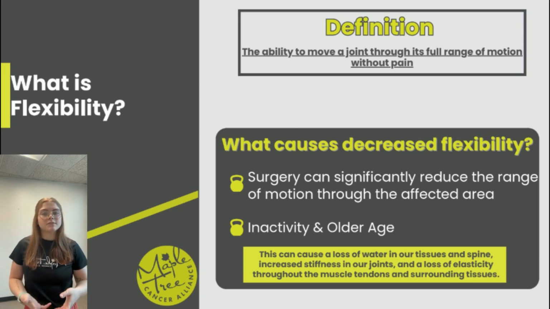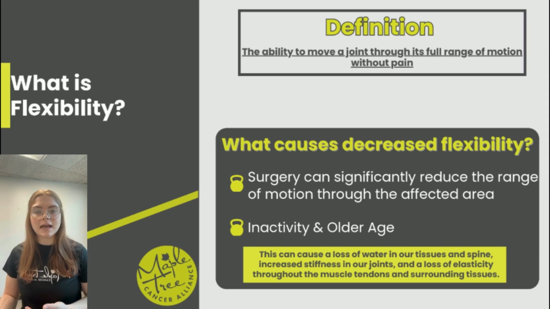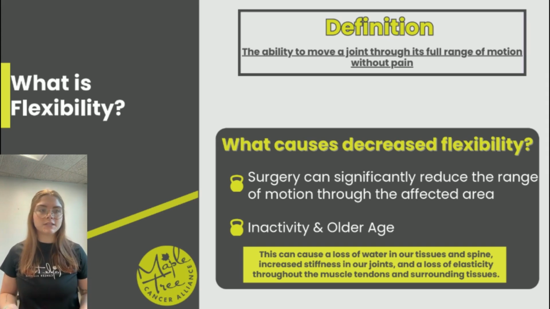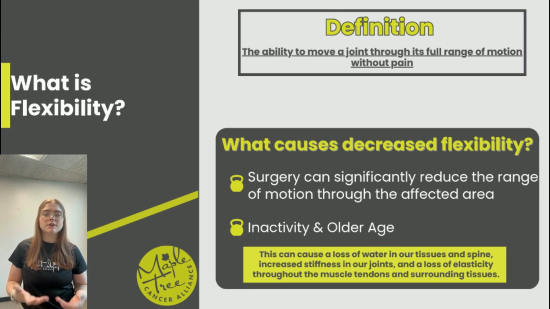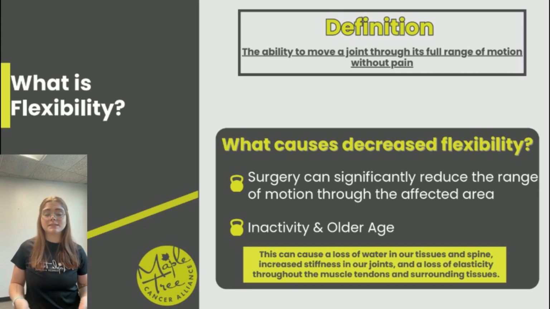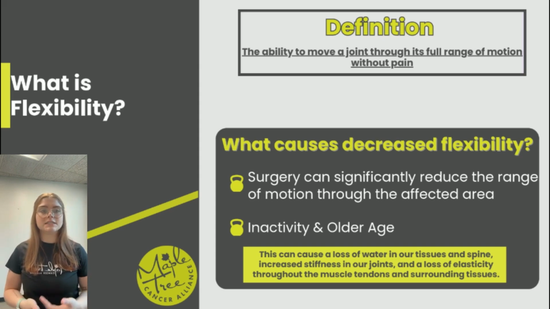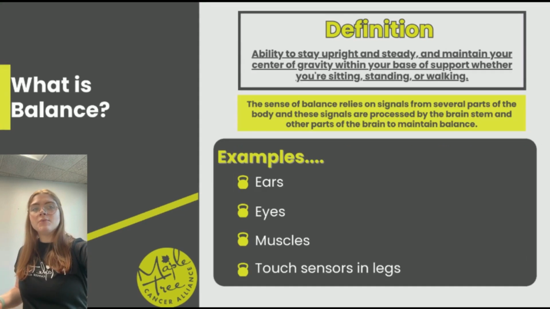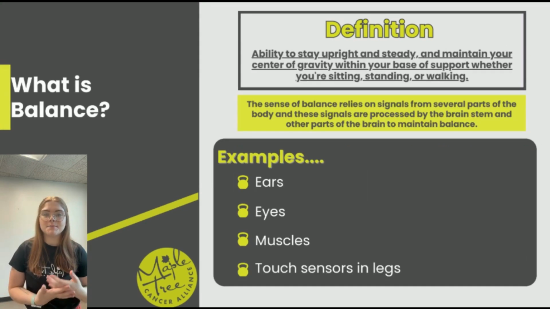Most of the time as we age, we tend to move less and sit more. This can cause a loss of water in our tissues and spine, and also increases the stiffness in our joints, along with a loss of elasticity in and throughout the muscles, tendons, and surrounding tissues. And lastly, we will talk about what is balance.